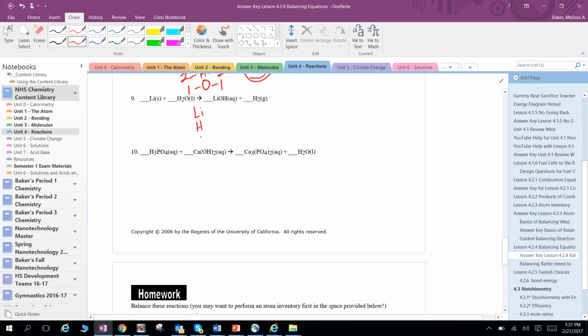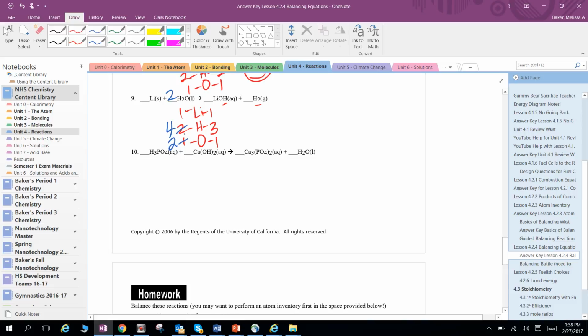Lithium, hydrogen, oxygen. 1 lithium on each side, 2 hydrogens on the left and 3 on the right, 1 oxygen on each side. Oh, so close. So we know that we're going to need some more hydrogens over here. If I add a 2, it makes it 4, and it also doubles my oxygens.